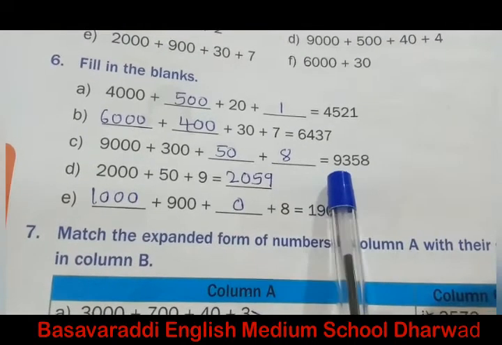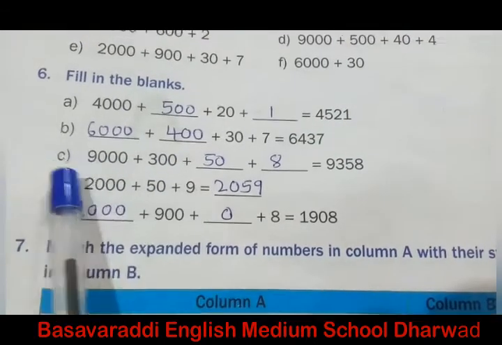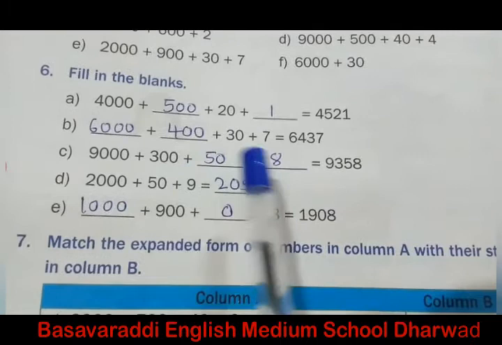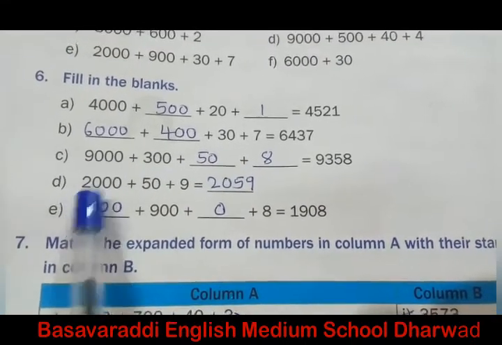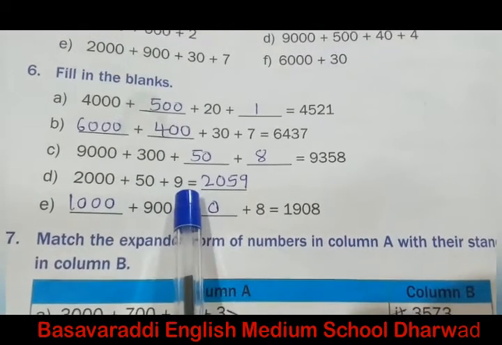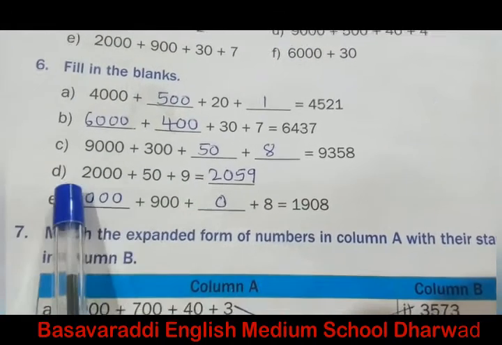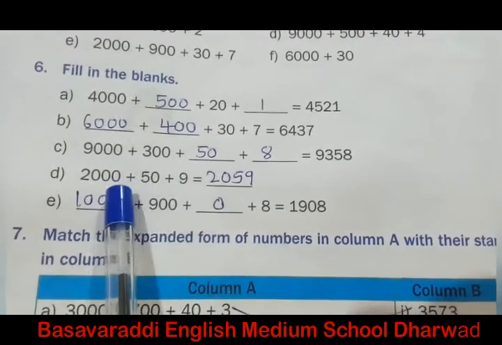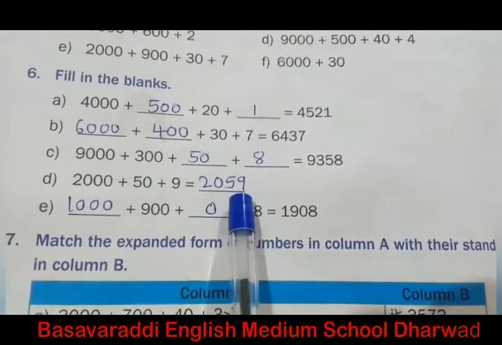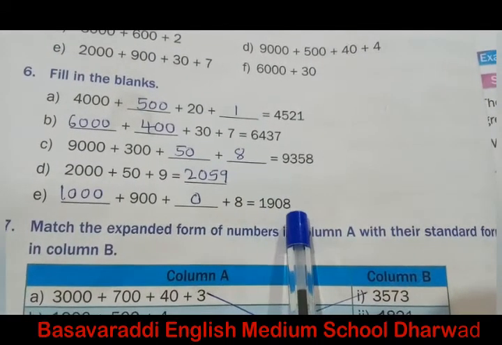Here they are telling 9358. 3 zeros, 2 zeros, 1 zero. 9358. Here they are telling 2050. 2000 plus 50 plus 9. 3 zeros are there, 2 zeros are missing, and 1 zero is there. So 2002 we are writing. 100 place we are putting 0, and 50 is that 5, and ones place is 9. So 2059. Here it is 1908 they are telling.